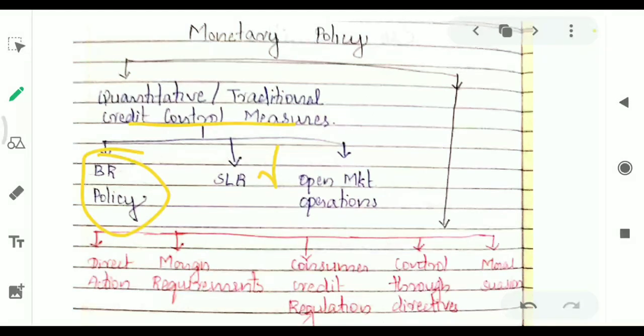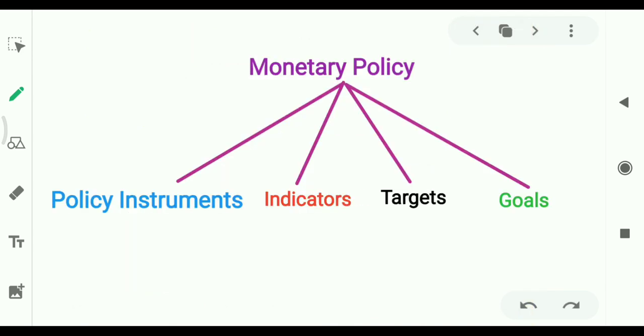Now this was all about the overall view of monetary policy. There are some new concepts or terminologies with regard to monetary policy, which may not be known to many of us. So the monetary policy consists of elements like policy instruments, indicators, targets, and goals. Policy instruments are influenced by indicators. Indicators are influenced by targets, and targets lead to the goals of monetary policy.